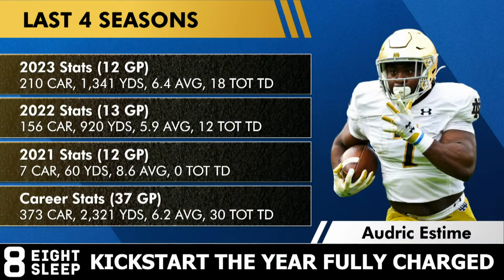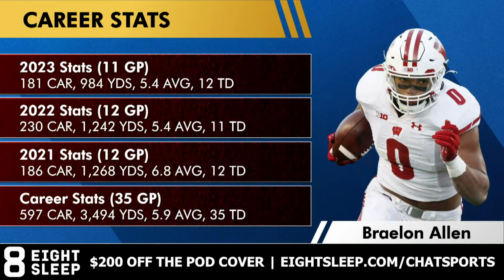Both runners fit fairly similar archetypes as players. They are bigger backs. Audric Estime had 210 carries last year after just falling short of 1,000 yards in 2022. Big power runner. The speed's a question mark. Braylon Allen, big power runner, was better in previous years for Wisconsin. The scheme change the Badgers made this year, I don't think was a beneficial thing for Braylon Allen, but he still averaged 5.4 yards per carry. He just wasn't featured as much because of the Wisconsin offensive style.